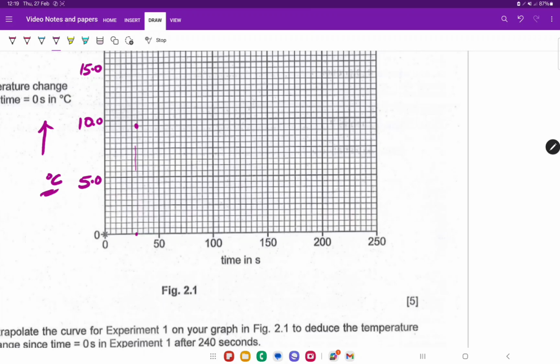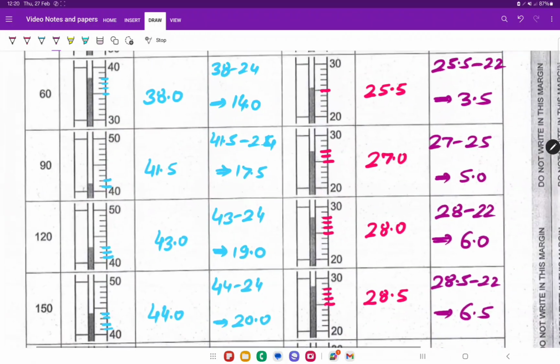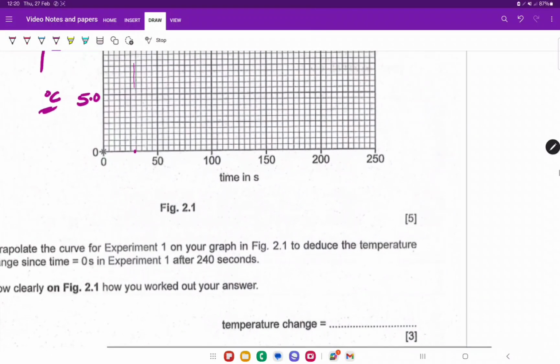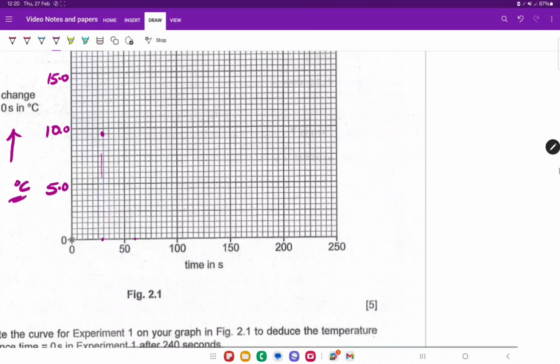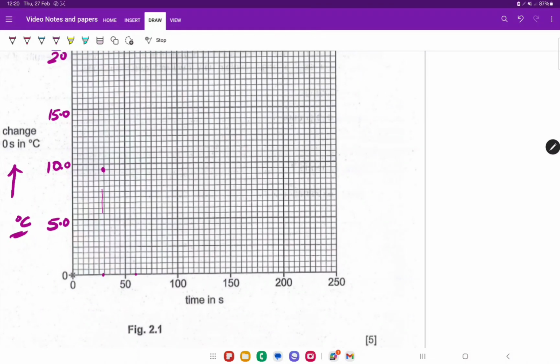Okay, next point is 14 at time 60. Now time 60 is this, and we have to plot 14. 14 means 1 less than this, 60 and 1 less. This will come approximately here. This will be my point.